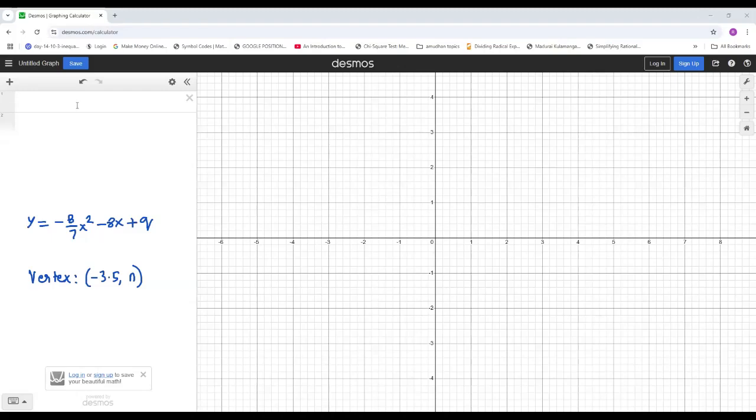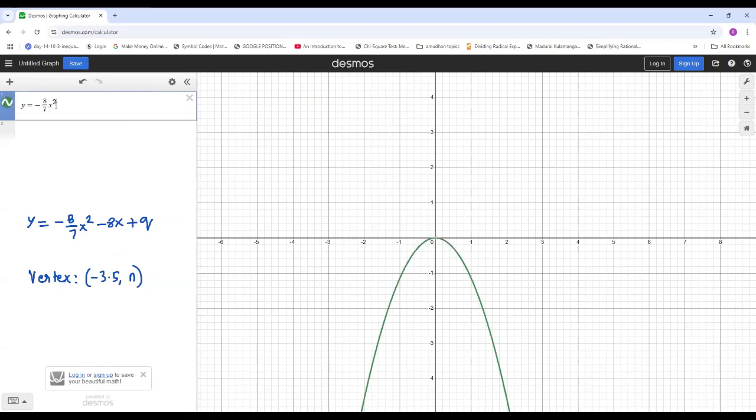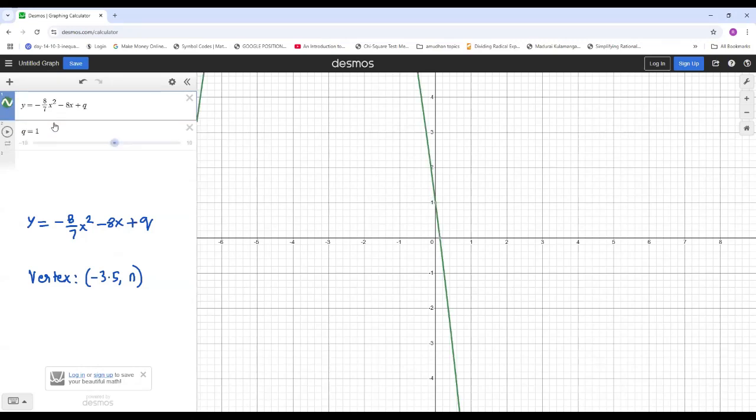Here we have the Desmos graphing calculator. Now I'm going to give this quadratic function as input. Let me give the input over here. That is y equals -8 over 7 times x square, -8x plus q. Here there is an option as a slider for q. Just click on q, then we'll have a slider over here, and let me set the value of q as 0.